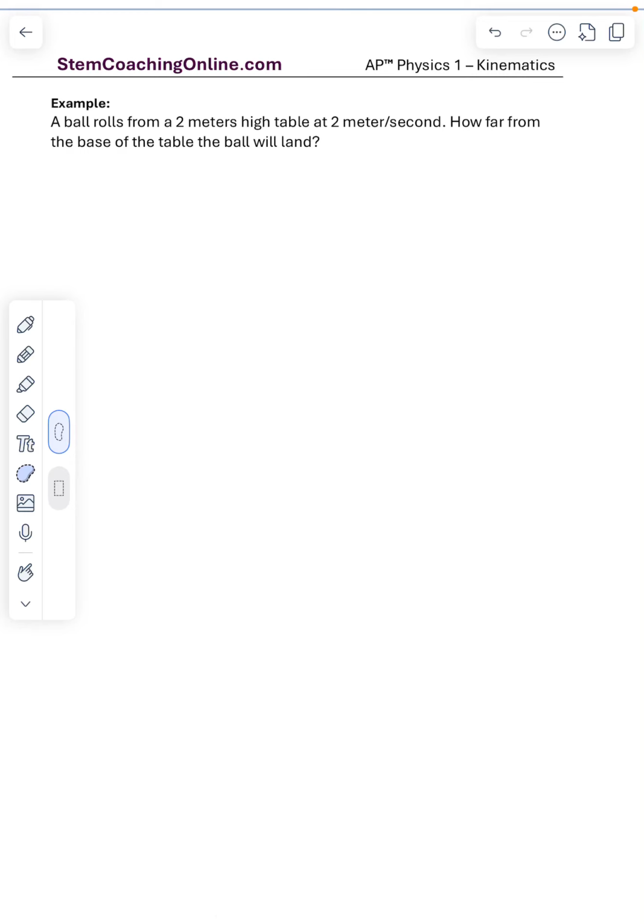Hi everyone, let's solve another kinematics projectile problem. A ball rolls from a 2-meter high table at 2 meters per second velocity. How far from the base of the table will the ball land?